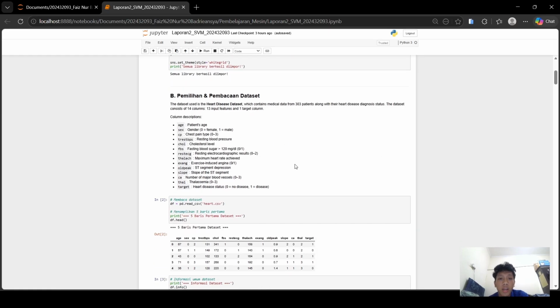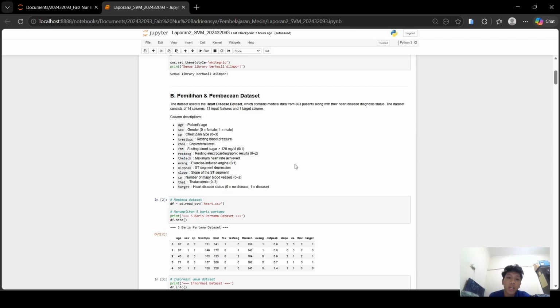After that, I read in the dataset, the heart disease dataset, which contains medical data of patients along with their heart disease diagnosis status. The dataset consists of 14 columns: 13 input features and one target column.